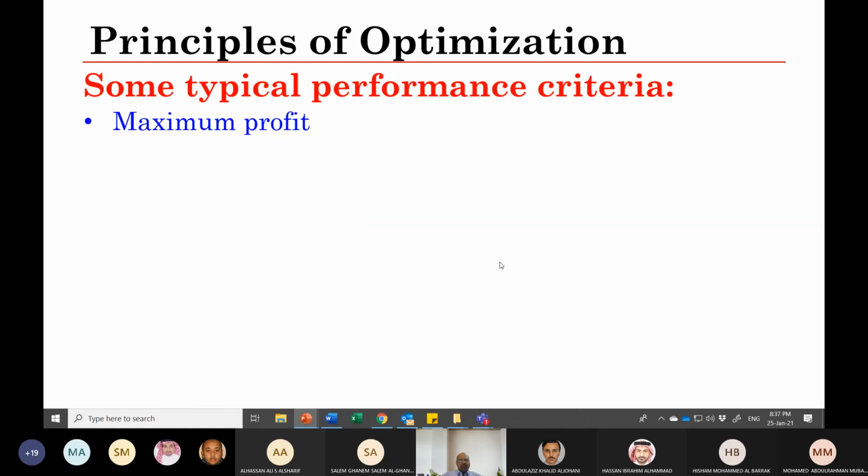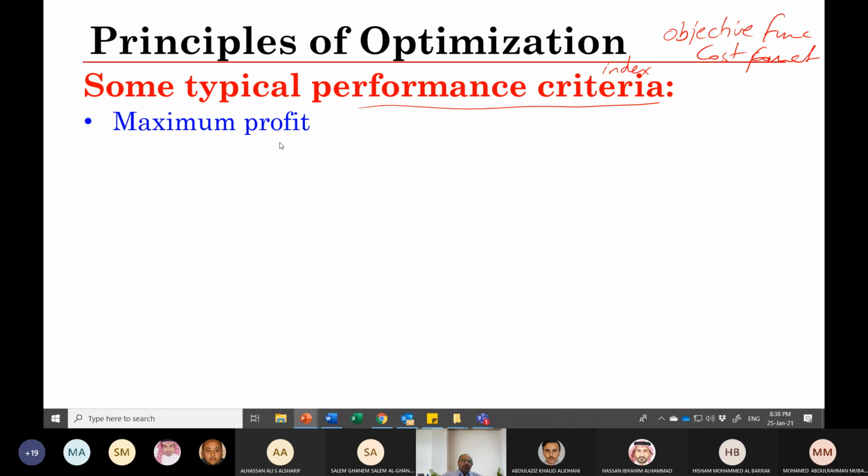Some typical performance criteria or performance index or objective function or cost function. Sometimes we call it cost function. All are the same. Performance criteria, performance index, objective function, cost function, they are the same.